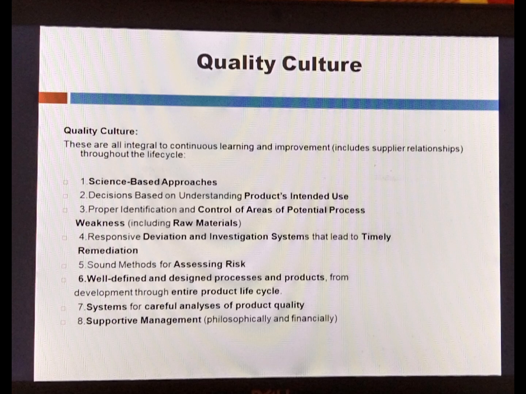It includes supplier relationship throughout the life cycle, a science-based approach, decisions based on understanding of the product's intended use, proper identification and control of areas of potential process weakness, including raw material, responsive deviation and investigation systems that lead to timely remediation, sound methods for assessing risk, well-defined and designed processes and products from development through the entire product life cycle, systems for careful analysis of product quality, and supportive management, philosophically and financially.